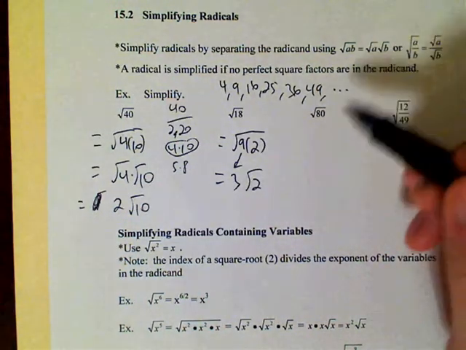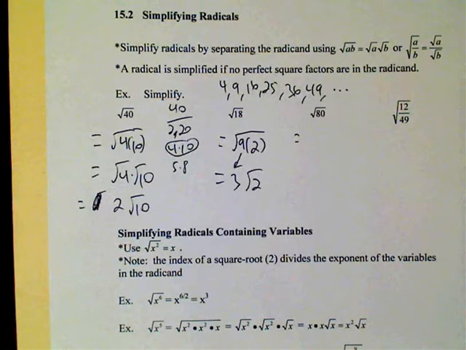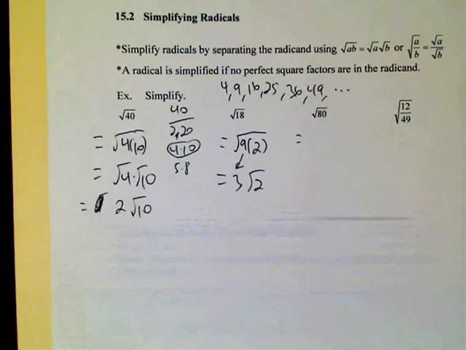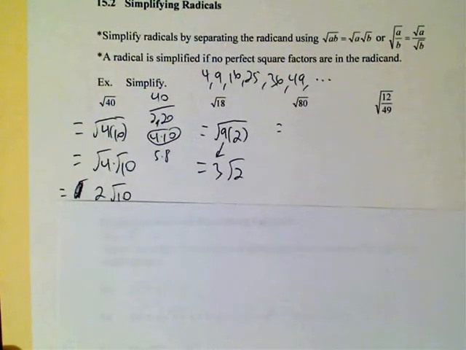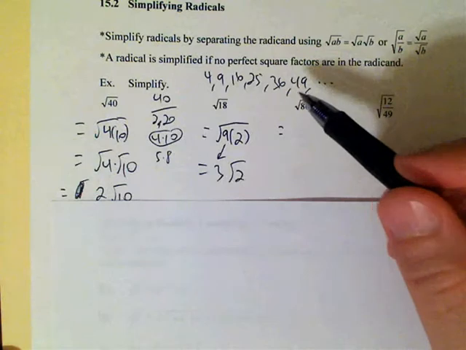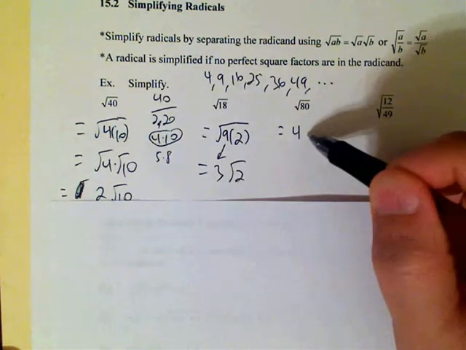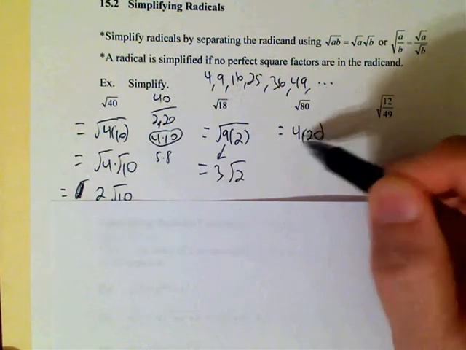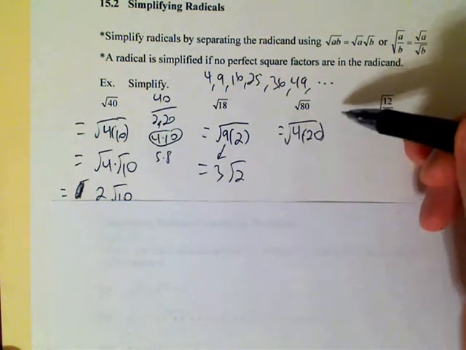Now let's look at 80. Let me show you 80. This may take a few steps, so be aware of this. I'm going to show you the long way, and I'm going to show you the short way. Now some people immediately know or think that 4 divides into 80. And it does. It goes 20 times. So we're going to rewrite the square root of 80 as the square root of 4 times 20.